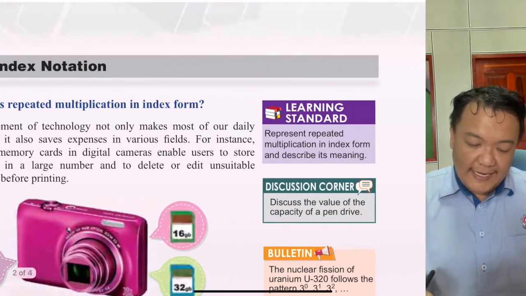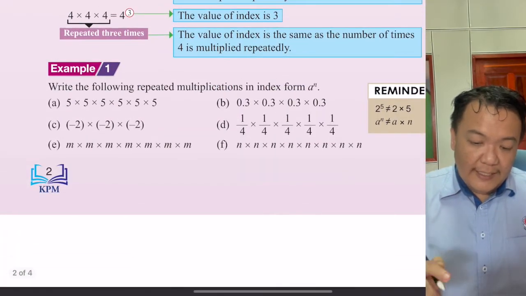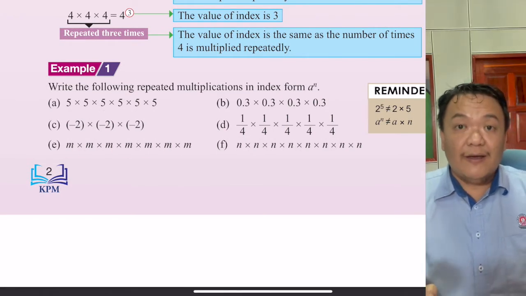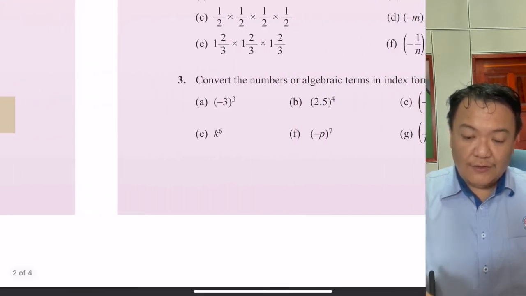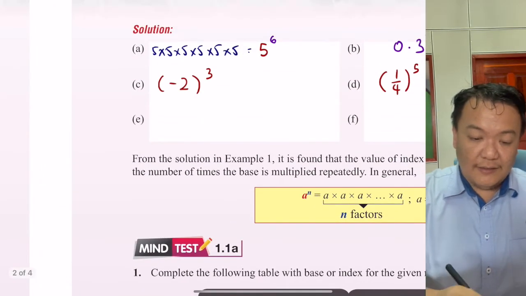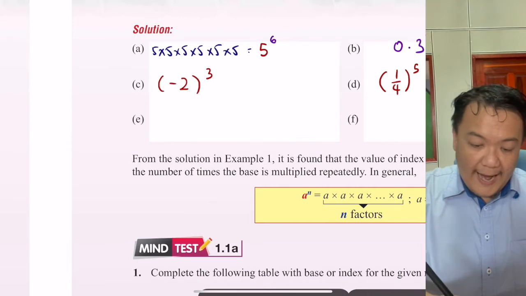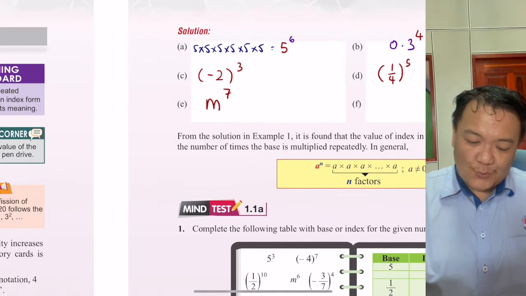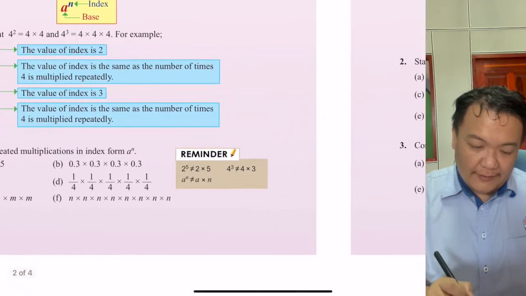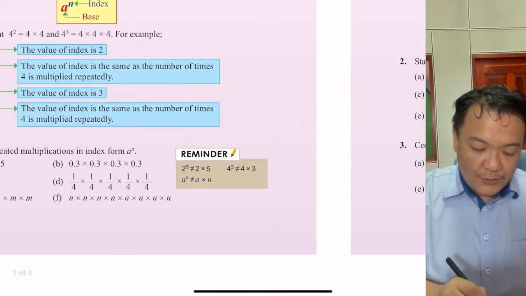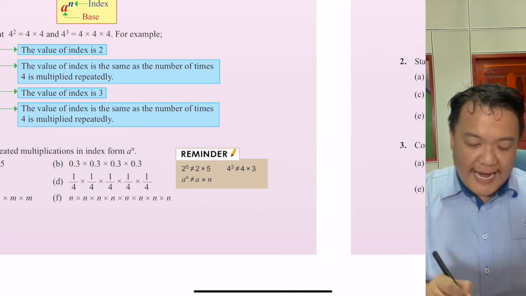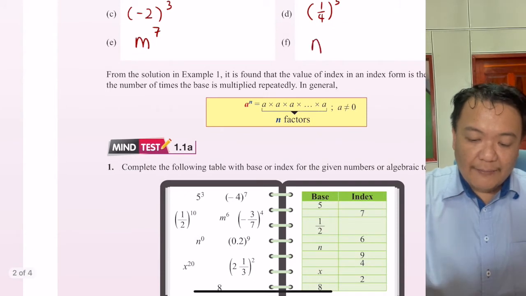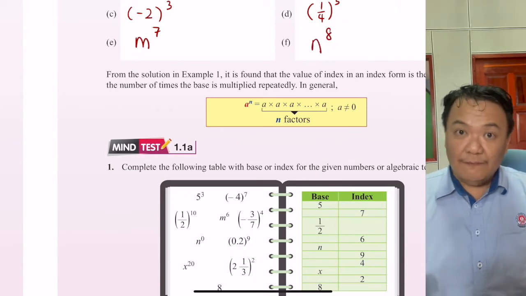Next we have E. E is m. 1, 2, 3, 4, 5, 6, 7. There are 7 m over there, so we know that the answer is m power of 7. And the last one, F. We have n. There are 1, 2, 3, 4, 5, 6, 7, 8. So we know that the answer is n power of 8. So far so good.